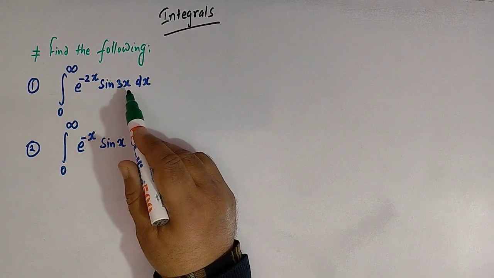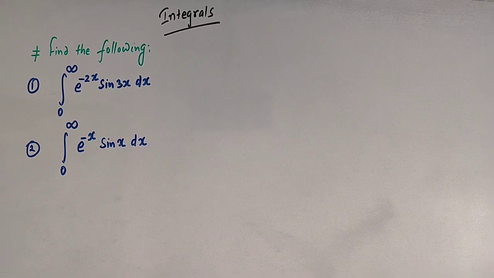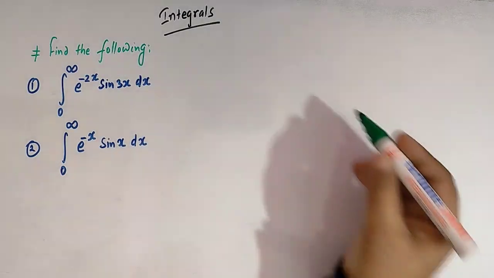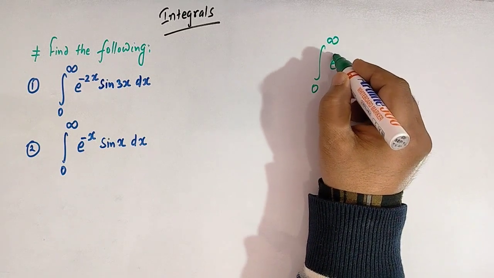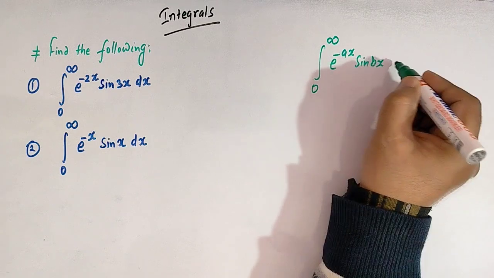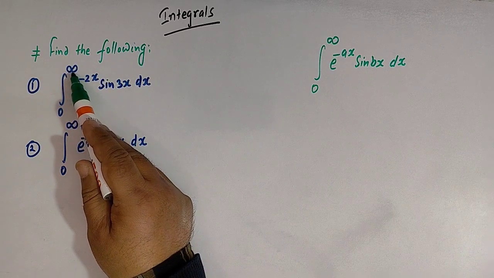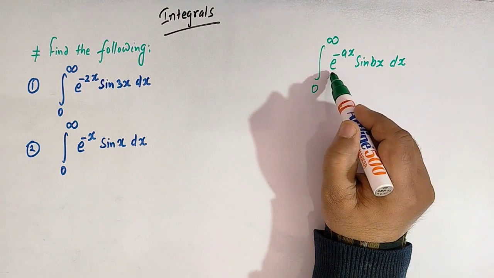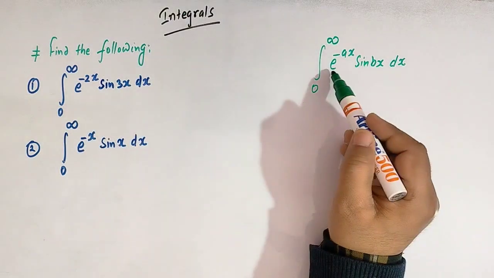If we closely look at these two integrals, we can easily see that integrals of this kind are similar to this one, that is, from 0 to infinity, of e raised to minus ax times sine of bx. Here we have 0 to infinity, here also 0 to infinity, and in the integrand we have e raised to minus ax.